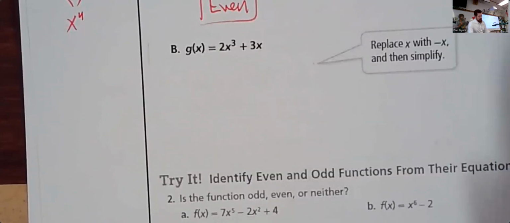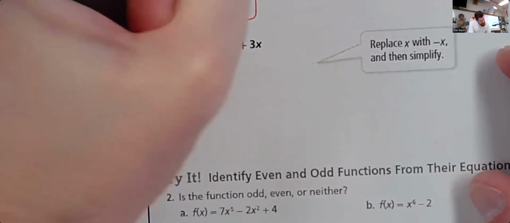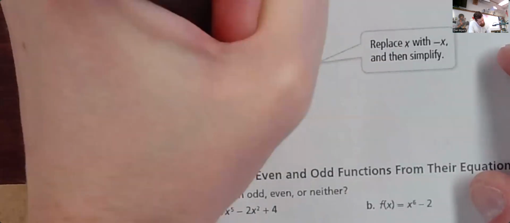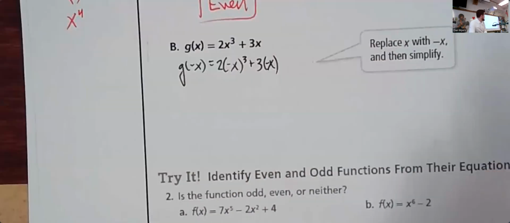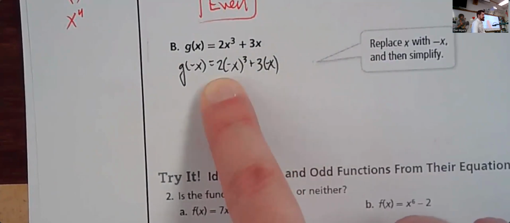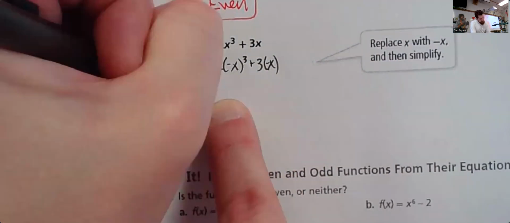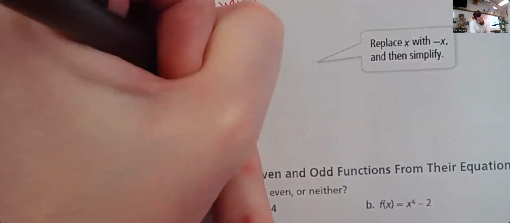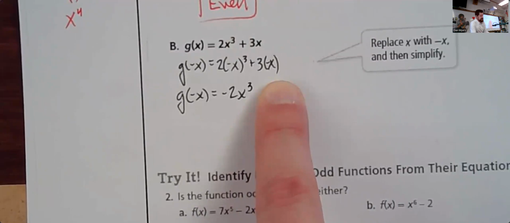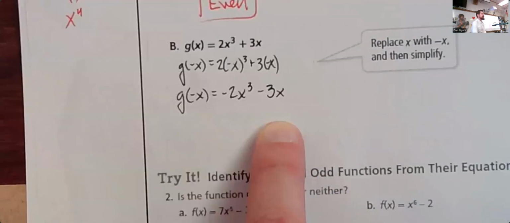So we're going to have g of opposite x is equal to 2 times the opposite of x cubed plus 3 times the opposite of x. So opposite x cubed is negative x cubed. What is negative x cubed times 2? Negative 2x cubed. Good. So this is negative 2x cubed. And then 3 times negative x is negative 3x, or minus 3x.